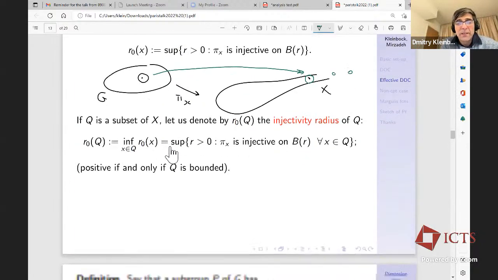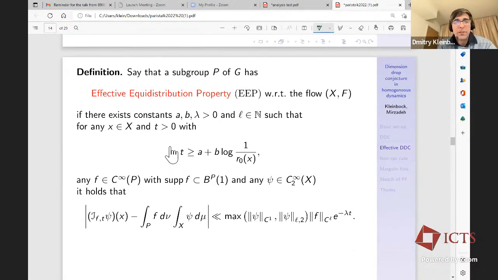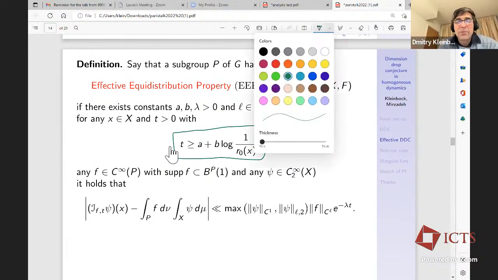And so here's a very confusing, probably, definition. I'll say that the subgroup P has effective equidistribution properties with respect to the flow if there exist some constants A, B, lambda, and L, such that whenever T is big enough, and this big enough T is in terms of the injectivity radius of X. For example, if the space is compact, you just need to have a uniform bound.